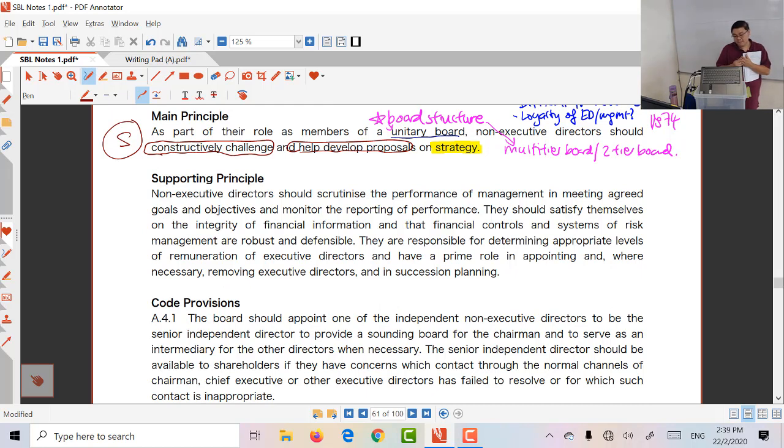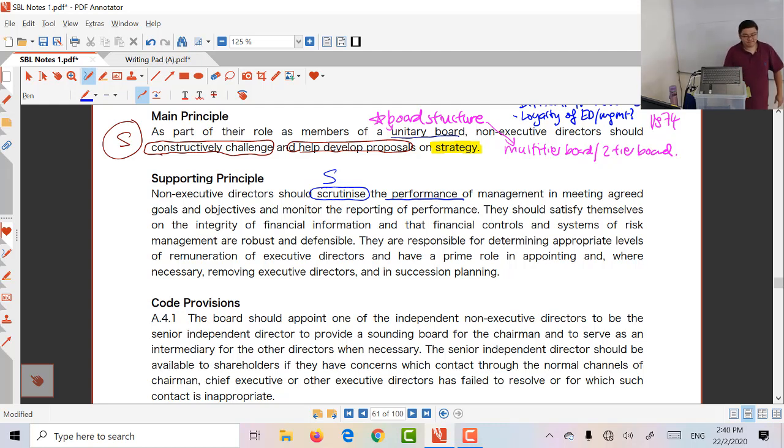Okay. Now, number two. The non-executive director should scrutinize the performance of the management in meeting agreed goals and objectives and monitor the reporting of performance. So what is the main thing you're supposed to do? You are called to? Scrutinize performance. So what do you do exactly in scrutinizing performance?